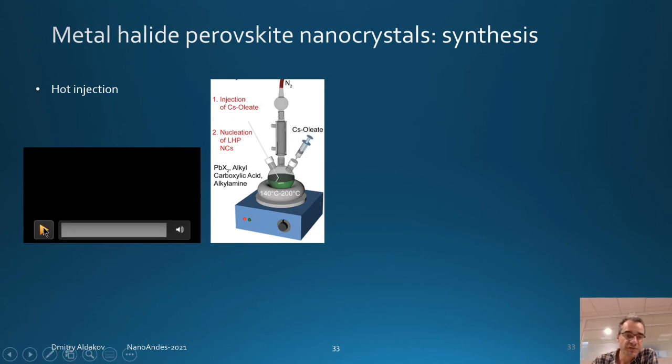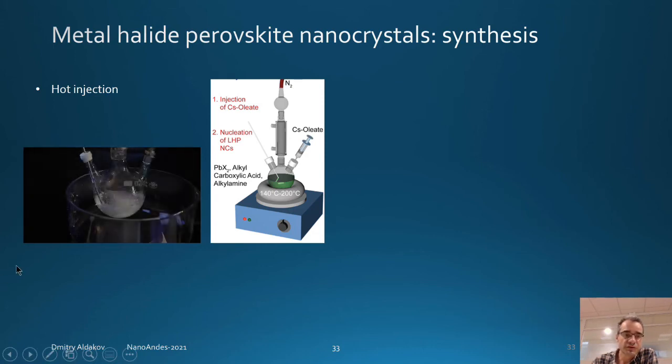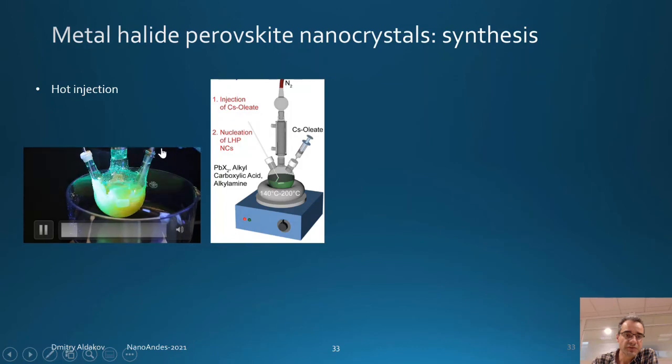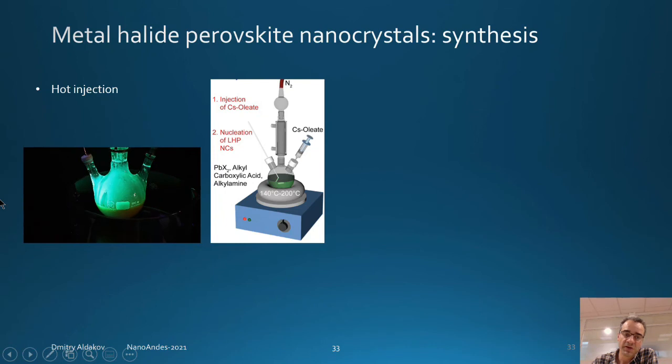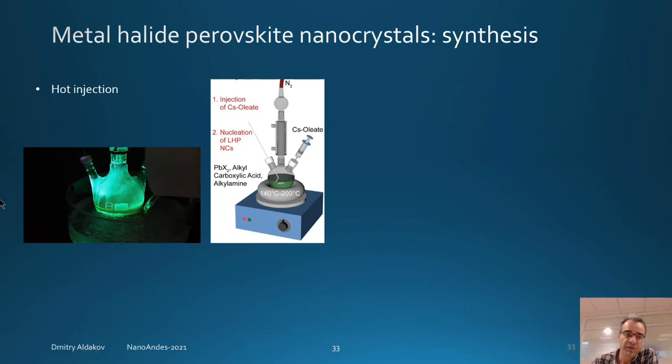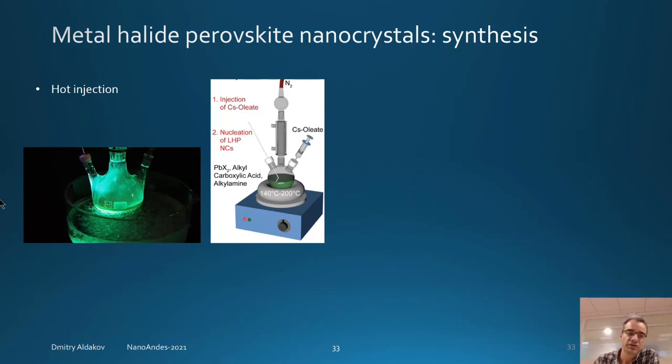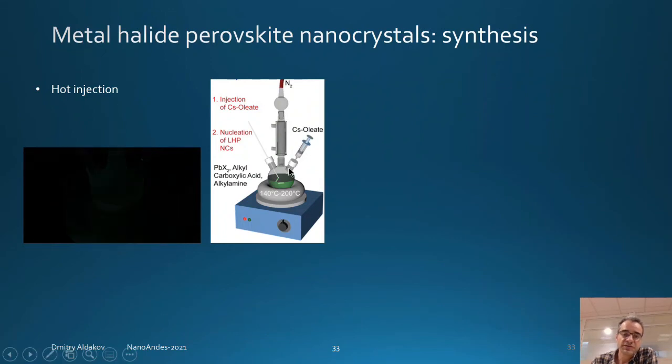So I have a small video to show you. So these are the precursors, and using the syringe, the guy has just injected the cesium oleate, and right away, instantly, you see that it is very luminescent. They let it react for several seconds, and then we quench it with ice, because otherwise they will grow too much and they will coalesce. So just to show you that this synthesis is really simple and very fast.